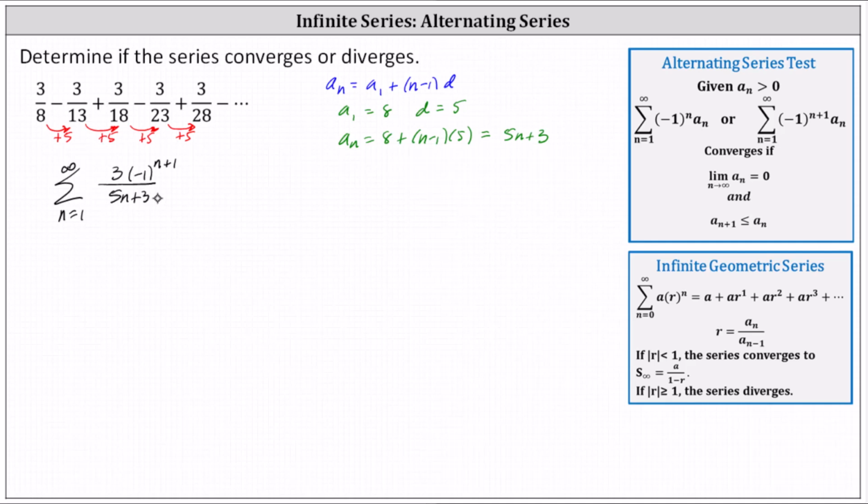And now to apply the alternating series test, shown here on the right, we only consider the non-alternating part of the formula, or a sub n. The series converges if the limit as n approaches infinity of a sub n equals 0 and a sub n plus 1 is less than or equal to a sub n, meaning the terms from the non-alternating formula are decreasing. In our case, notice a sub n, the non-alternating part of the formula, is 3 divided by the quantity 5n plus 3. We'll first consider the limit as n approaches infinity of a sub n.